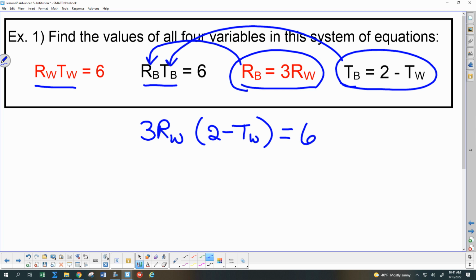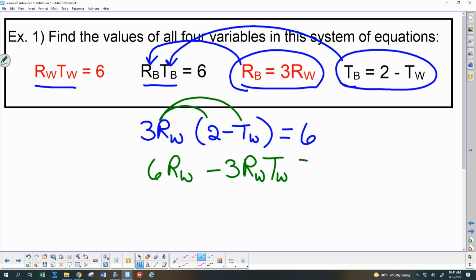Now, what's your first reaction whenever you see something times a parentheses? What do you think of trying to do in that work, Charlotte? Distribute. Let's see what happens if we distribute that. So if I multiply the 3RW times 2, I have 6RW. And if I multiply the 3RW times the minus TW, I have minus 3RWTW. And it still equals 6.